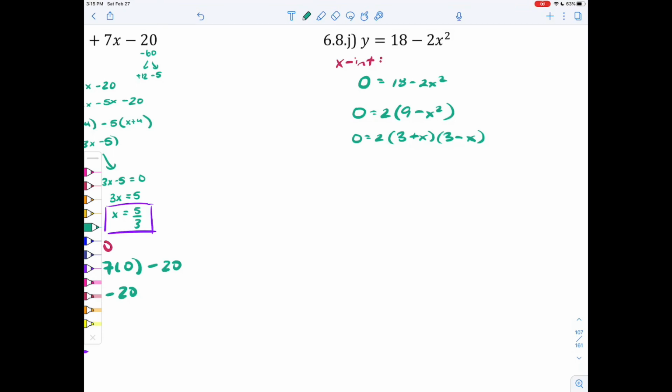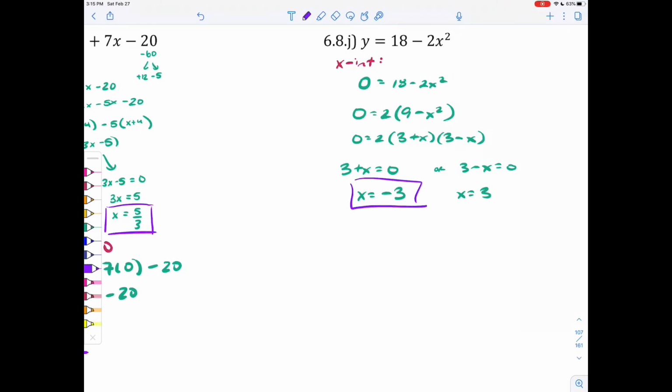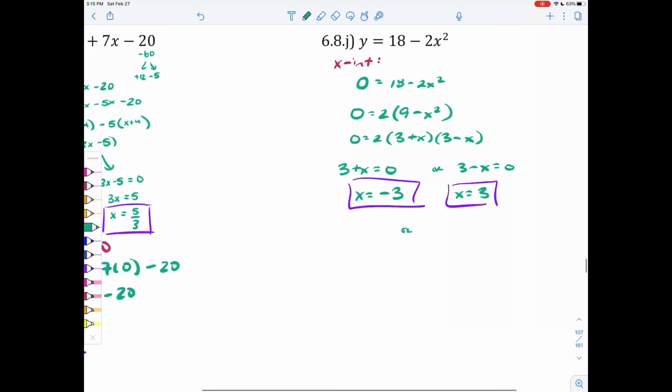So our options are, well, when 2 equals 0, which is never, or when 3 plus x is equal to 0, or when 3 minus x equals 0. And thus, x is negative 3, or x is positive 3. And you could write it this way as two distinct things, and don't forget that you could also write it as just x is plus or minus 3. So you could write it that way instead.